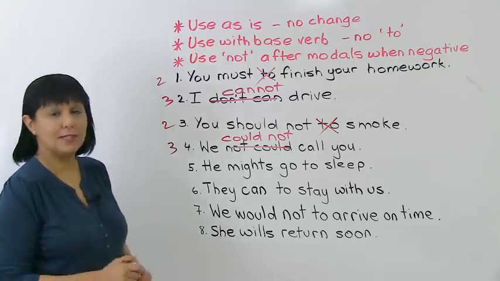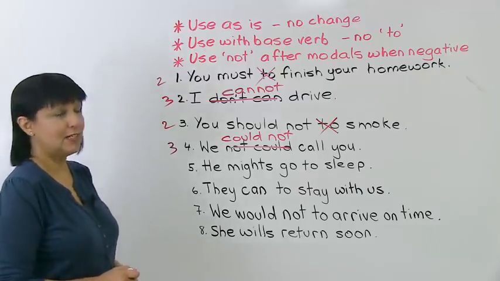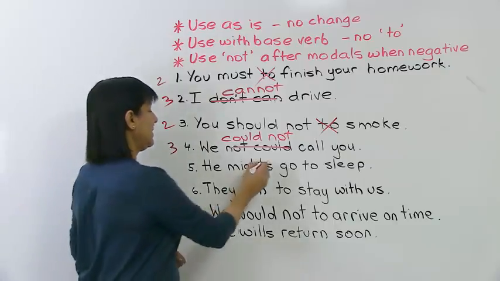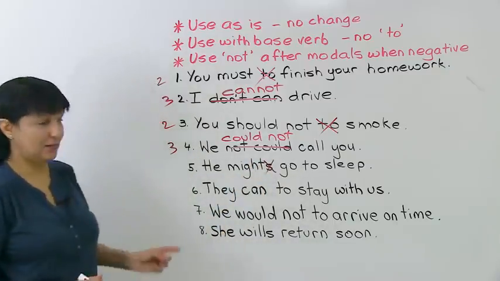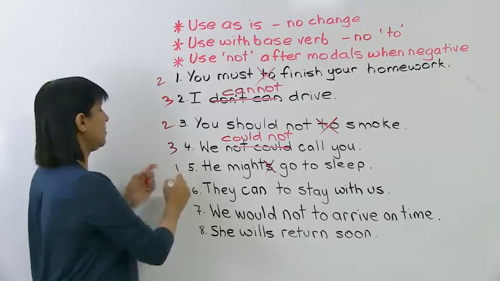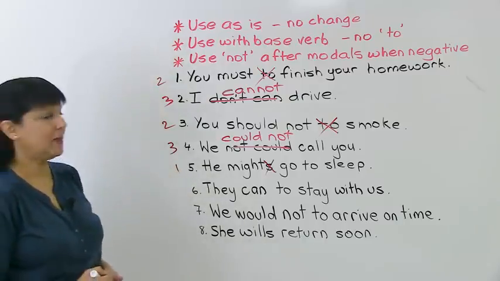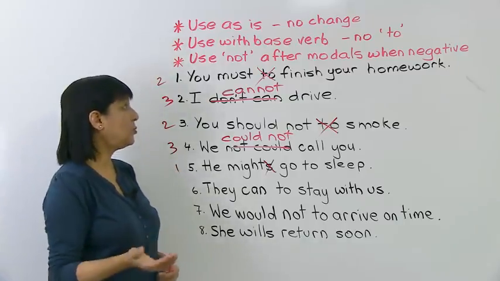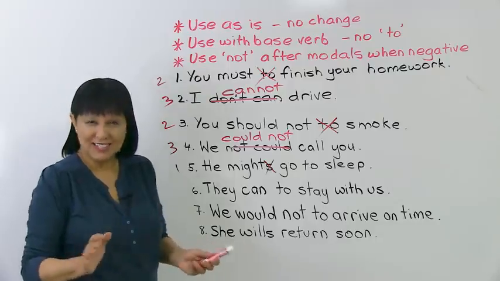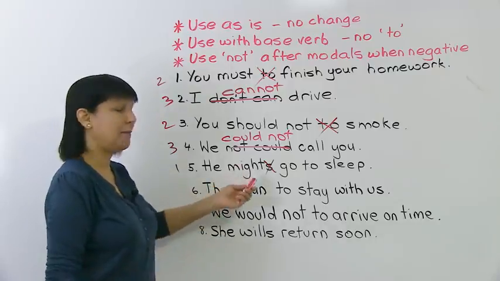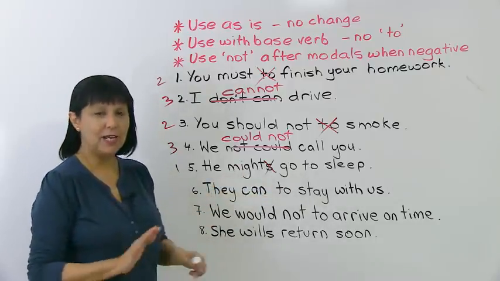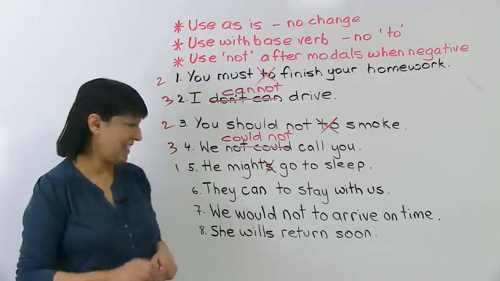Number five, he might to go to sleep. It's not right. It should be he might go to sleep, okay? This was our rule number one here at the top. And the rule was that we don't change anything, right? We just say he might go to sleep. We never change the modal, right?